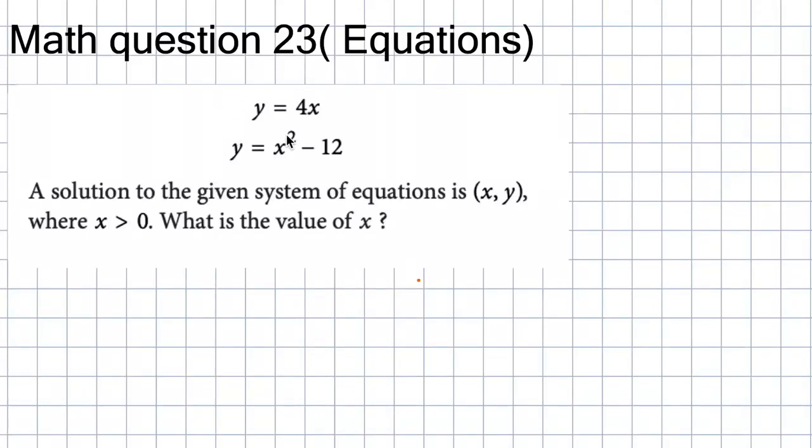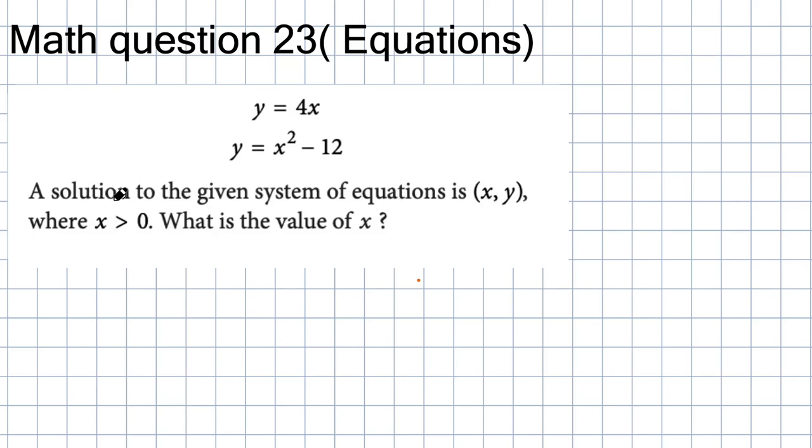Question number 23, it's from the system of equations. Let's solve it. y is equal to 4x and y is equal to x squared minus 12. These are the two equations and both are equal to y. A solution to the given system of equations is (x, y).